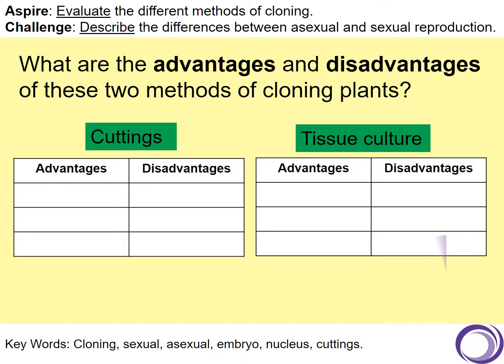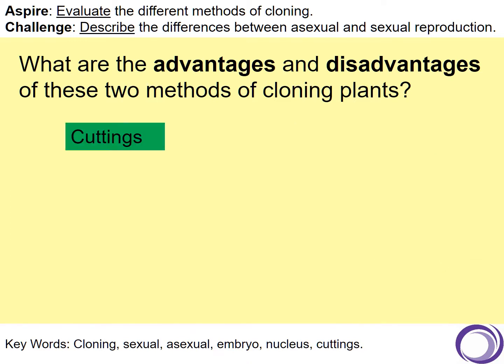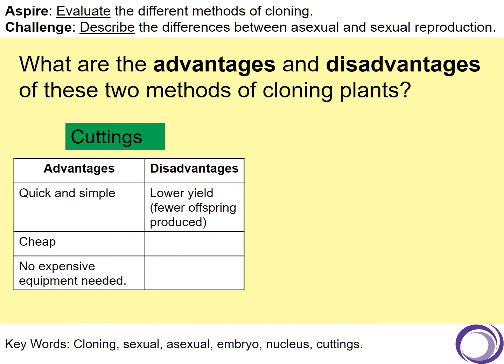Okay, time's up. So, did you manage to come up with something for each? For cuttings then, the advantage is it's quick, it's simple, it's cheap, and no expensive equipment is needed or no specialist knowledge is needed. Disadvantages, it's a lower yield, so fewer offspring are produced.